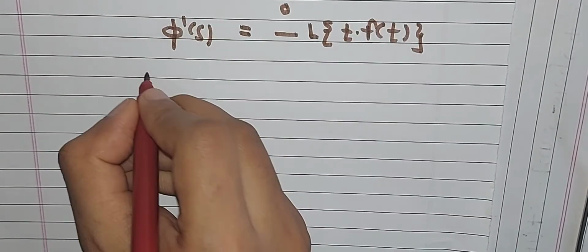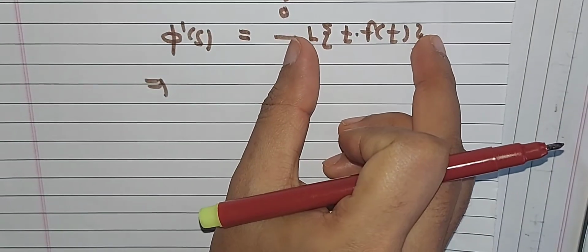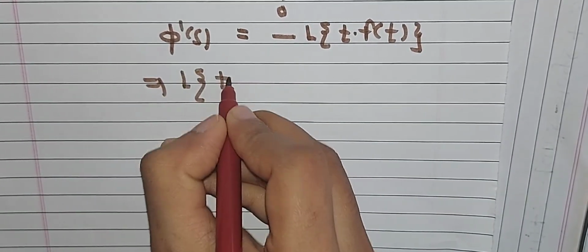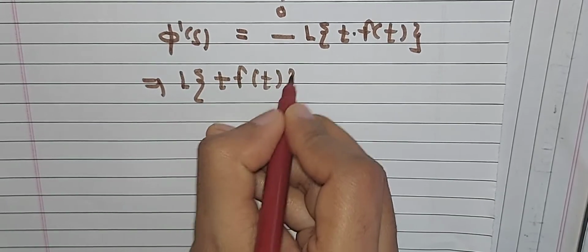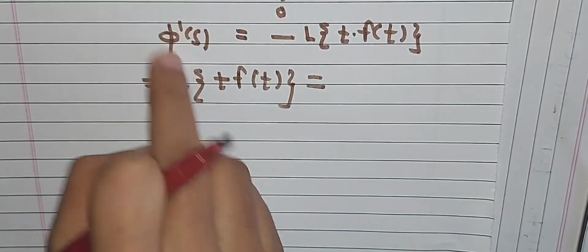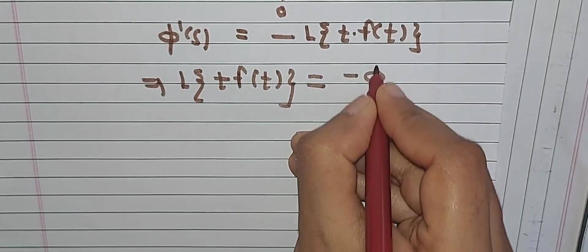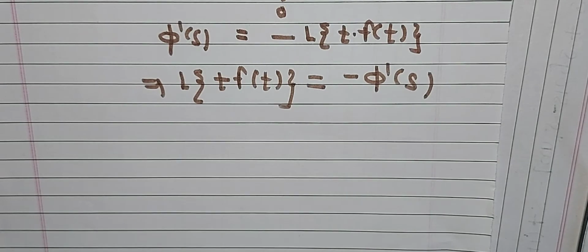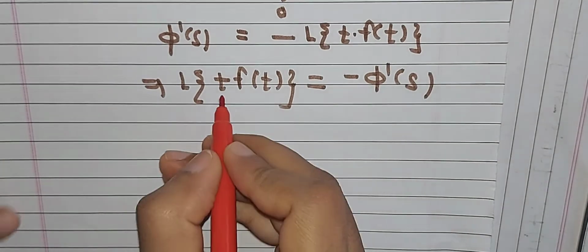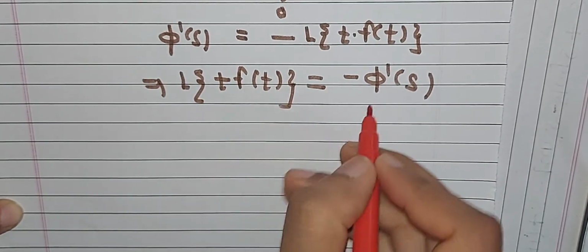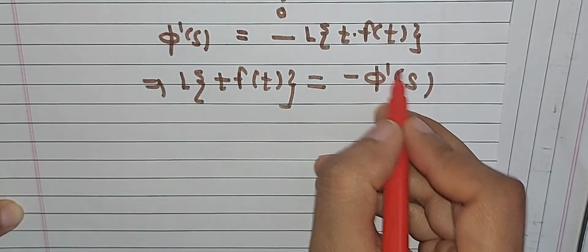So that means just write this equation here, that is on LHS, Laplace of t into f of t is equal to, shifting this minus sign to this side, minus of phi dash of s. Hence we have obtained a new property of Laplace transformation. That property is the effect of multiplication of t with respect to any function f of t. Then we can write minus phi dash of s.